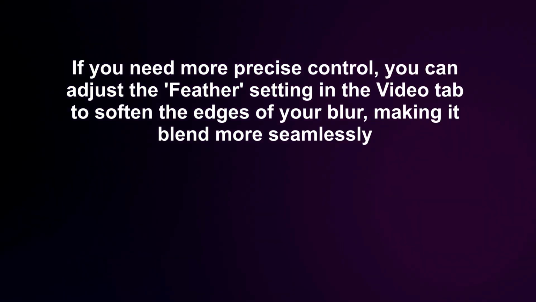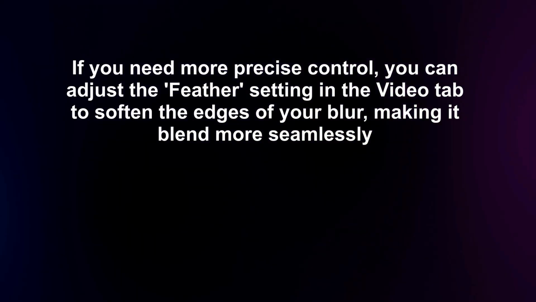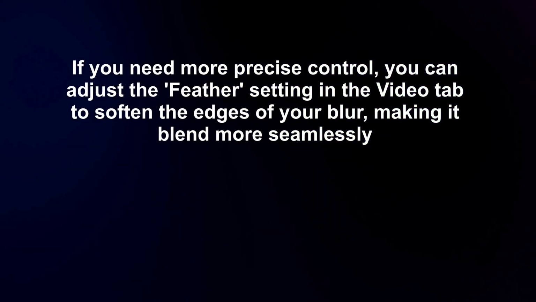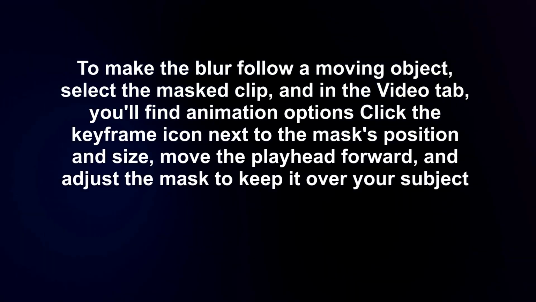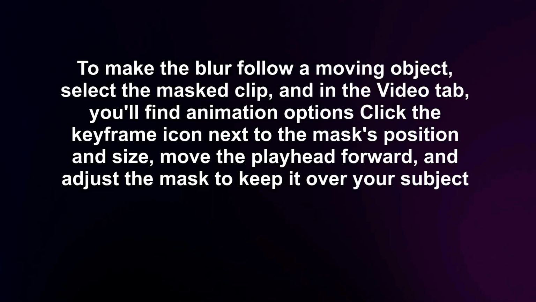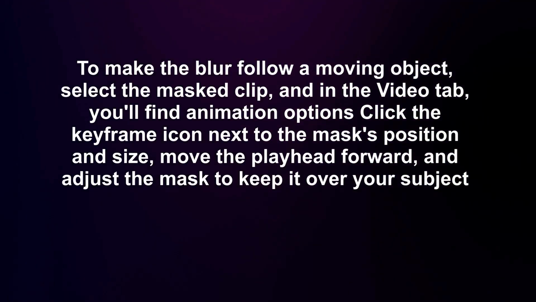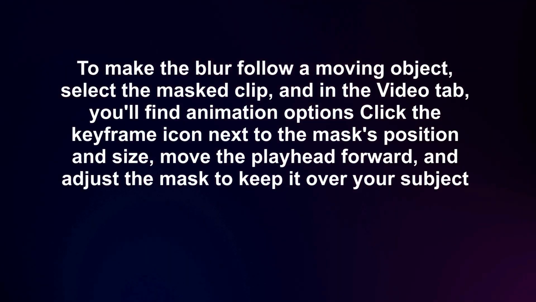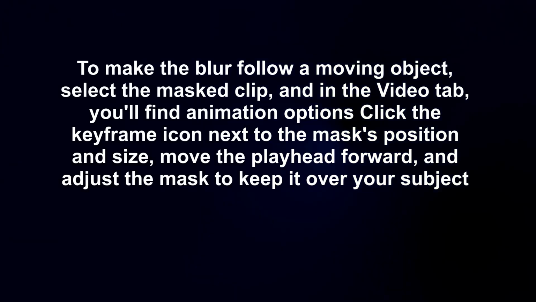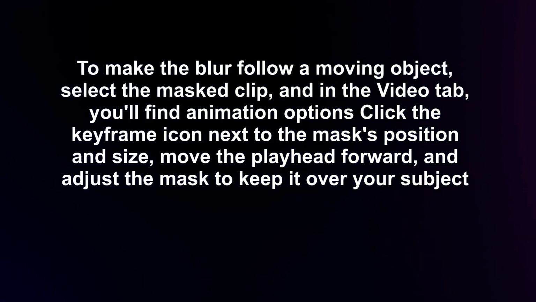If you need more precise control, you can adjust the feather setting in the Video tab to soften the edges of your blur, making it blend more seamlessly. To make the blur follow a moving object, select the mask clip, and in the Video tab, you'll find animation options. Click the keyframe icon next to the mask position and size. Move the playhead forward and adjust the mask to keep it over your subject.